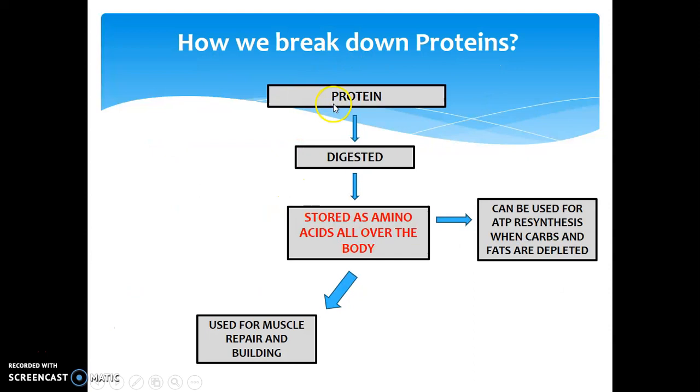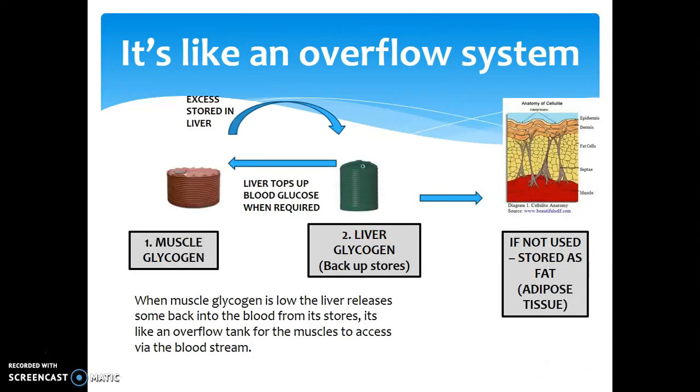So here again, a flow chart for the third time. Protein digested, stored as amino acids all over the body. Can be used for ATP resynthesis when carbs and fats are depleted, like I said before, and only when those two fuel sources are depleted. But their main primary role is used in muscle repair and building. So it's like an overflow system.